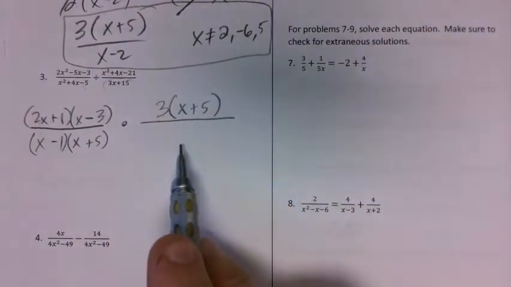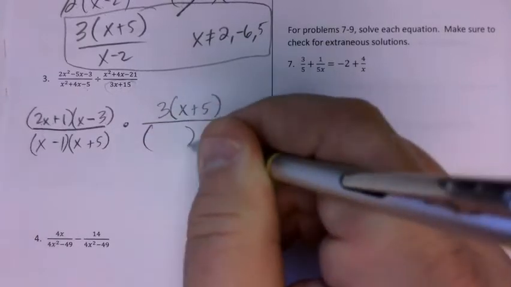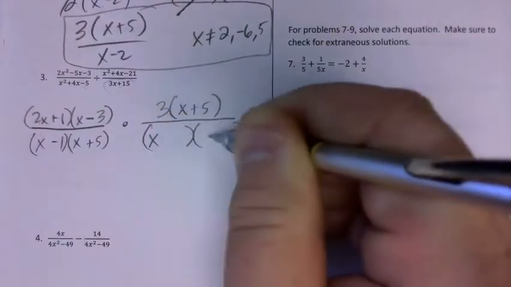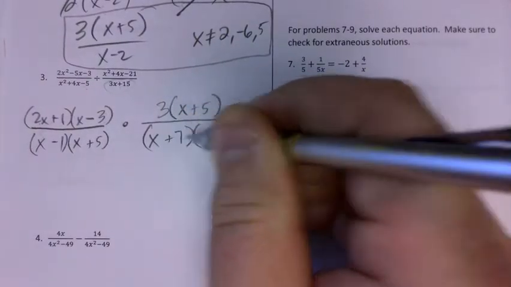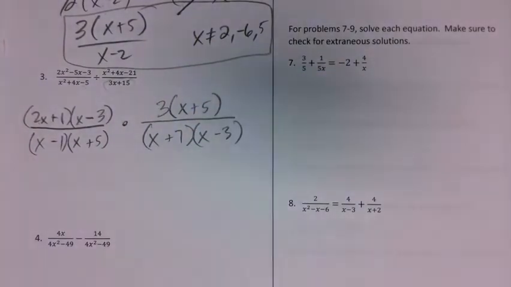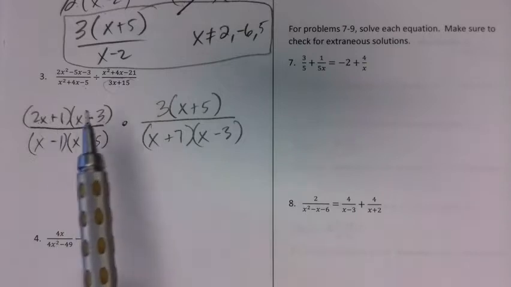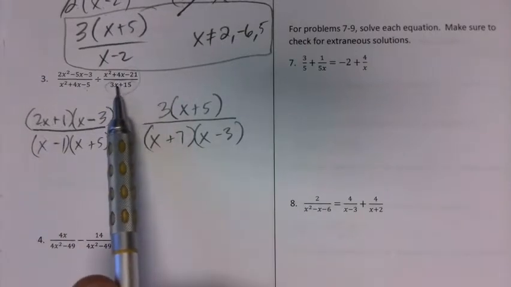This was the top, so it's going to be flipped to the bottom. x and x, factors of 21 that subtract to make 4: positive 7, negative 3. Okay, that's it. Now, a couple of things. Factor everything. When you're doing division, flip this second denominator.